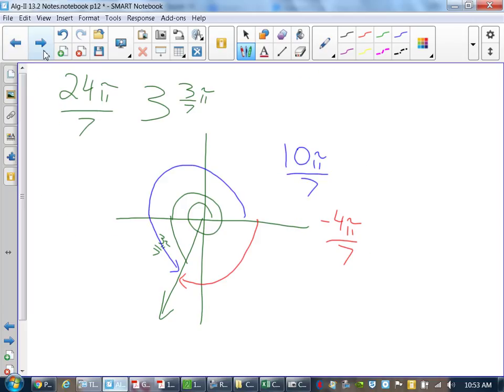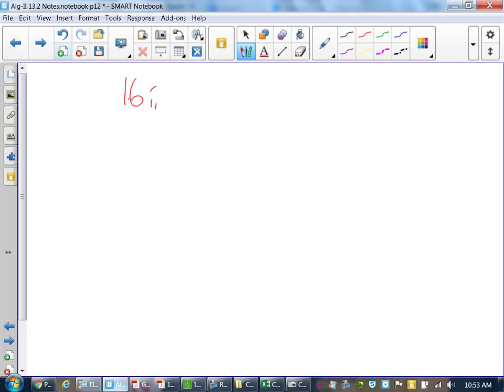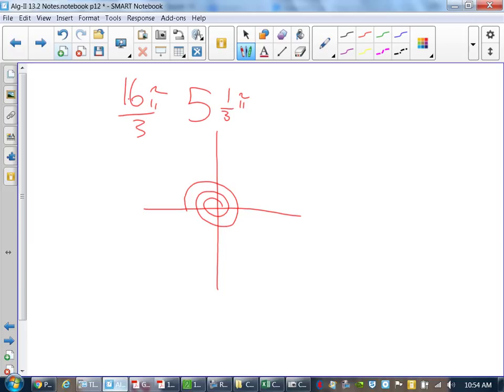The last one was 16 pi over 3. That one won't take much. 3 goes into 16 how many times? 5. And how many are left over? 1. So you draw that. 1/3 just drops again to the third quadrant. You are pi over 3 off the x-axis.